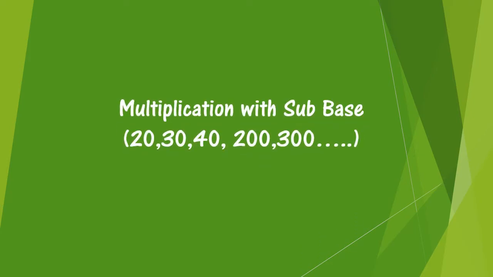So in this video I'll be explaining the multiplication of numbers which are closer to a subbase, that is 20, 30, 40, 200, 300 and so on. We use this method when the numbers are not closer to a convenient base, that is 10 raised to n, where n is a natural number. Hence we take the multiple or submultiple of these convenient bases. So let me explain this method via a few examples.